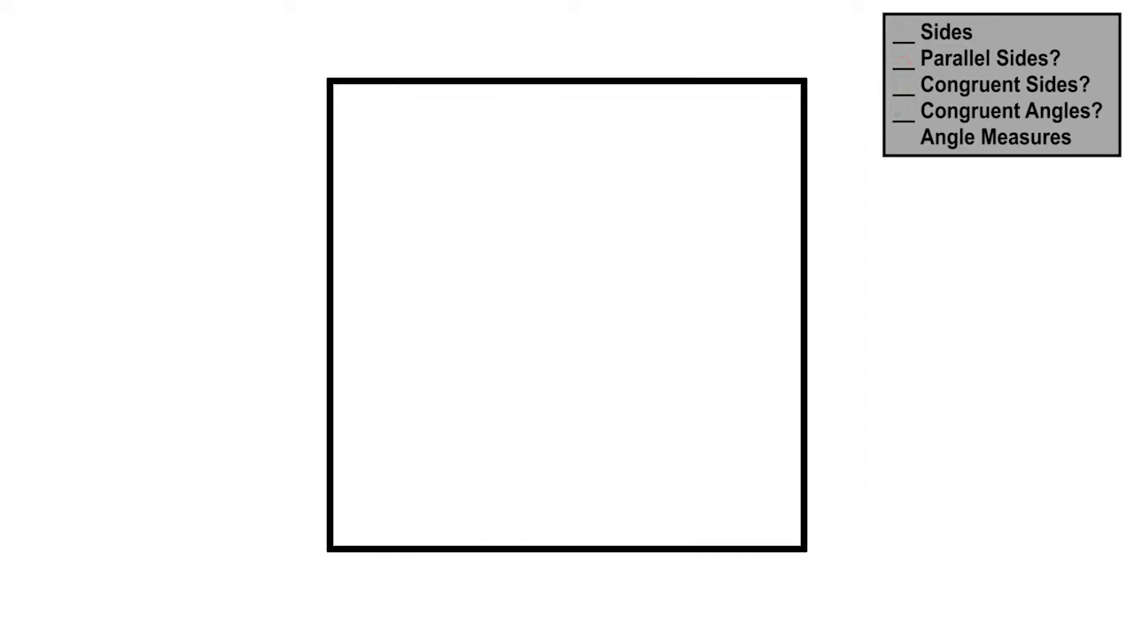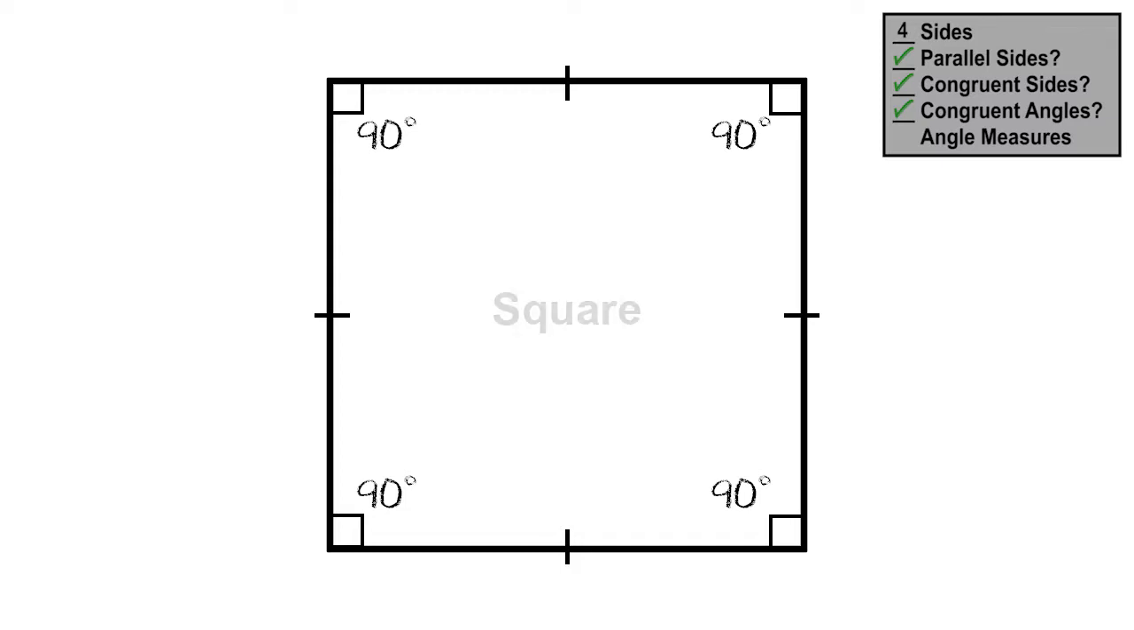The next shape we will examine has 4 sides. All 4 sides are congruent, and opposite side pairs are parallel. The 4 angles are each a right angle measuring 90 degrees. We will mark them with a square, the symbol for a right angle. The most specific name for this shape is a square.